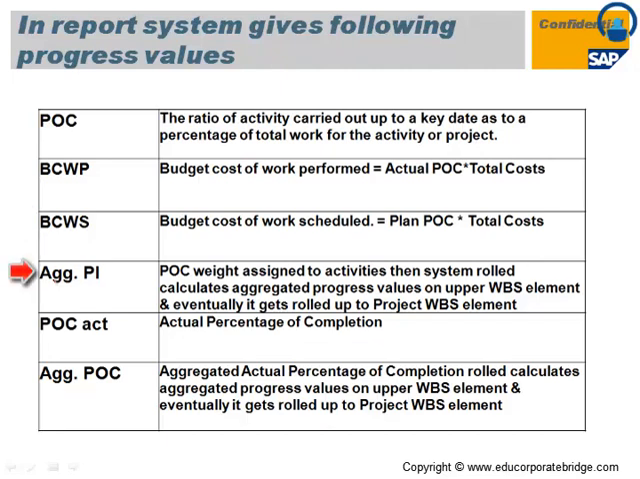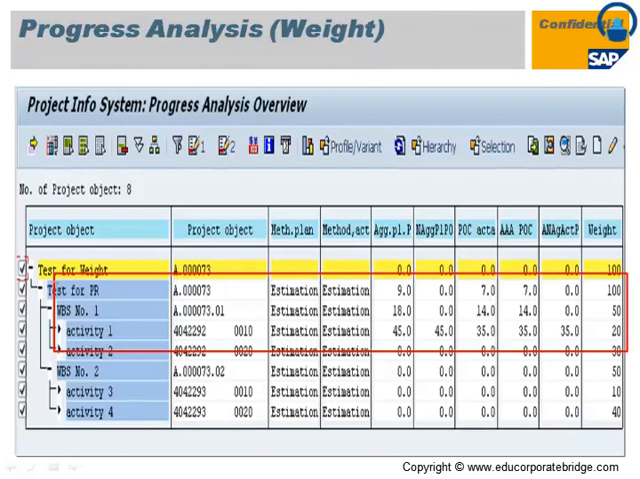Aggregated plan values, that is a POC weight assigned to an activity that calculates the aggregate progress value on the upper WBS element. Percentage of completion actual, that is the actual percentage of completion. Aggregated actual percentage of completion, that is the aggregated actual percentage of completion on the upper WBS element. So this is the way the report appears in the system.